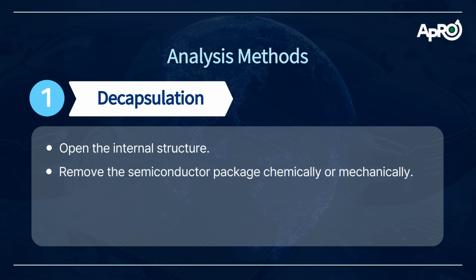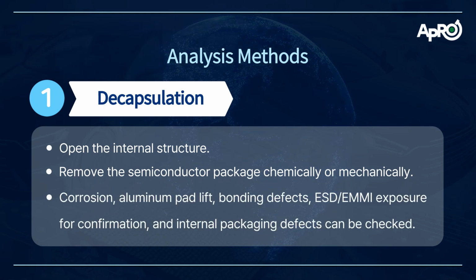Chemical or mechanical removal of molding compounds, epoxy, etc., from semiconductor packages using acids and plasma to expose the internal chip, bonding wires, and interconnections. Although it has the disadvantage of being impossible to restore to its original state, this method can be used to check for corrosion, aluminum pad lift, bonding defects, ESD and EMMI pre-check exposure, and internal packaging defects.